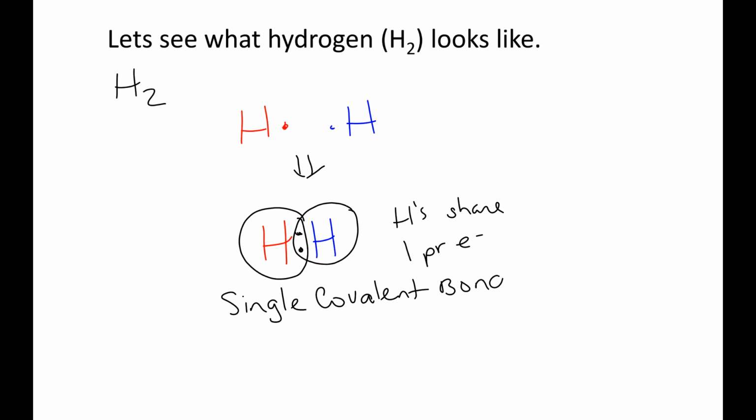And we like to write it a little differently. We write it as H line H. Okay, so that line represents the dash. So this dash here represents 2 electrons. So every time you see a dash in covalent bonding, there are 2 electrons in every dash.